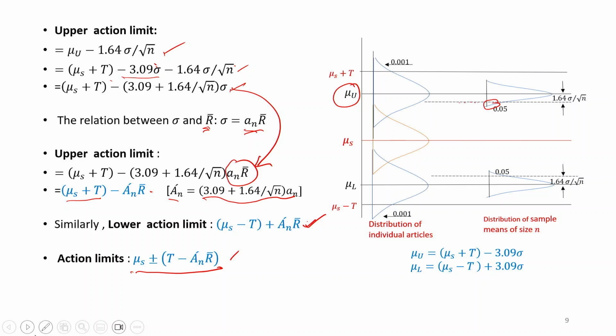So what mu is is stated here. What mu well is also stated here. And the new action limits are actually based on sample averages. Therefore, they are different. These are the limits which are not based on sample average. They are based on individual articles or individual items. But if you want to base it on the average of a few samples that we draw, then the limit has to change, and these are the new limits now.